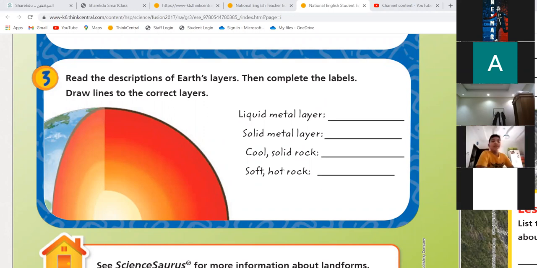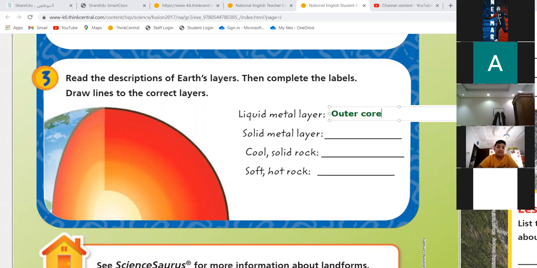Miss, I want to show you what metal layer... Crust. Is it liquid metal? We live on a liquid metal layer? No. It is outer core. Excellent. Outer core. Mandili, bravo.